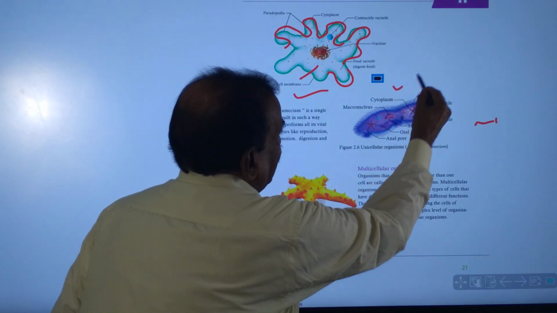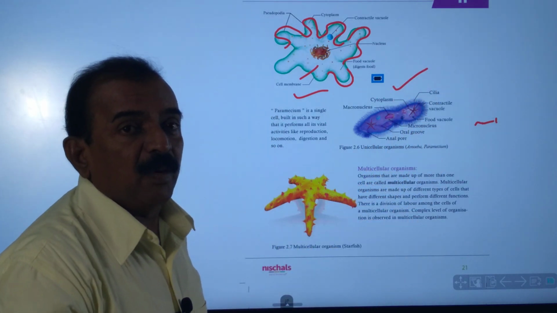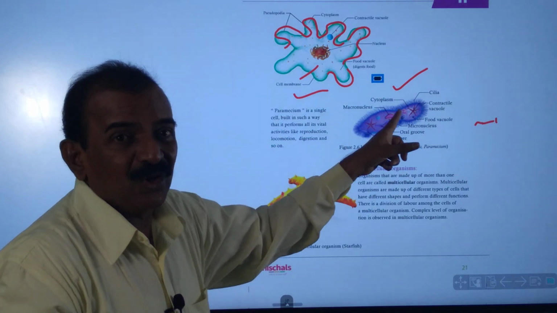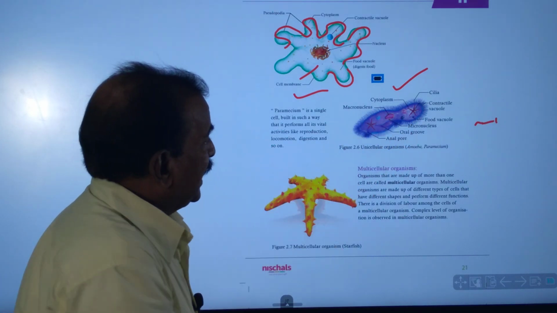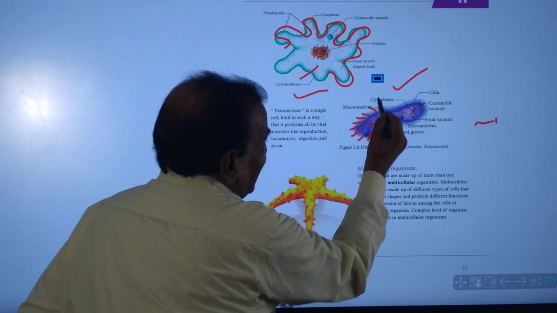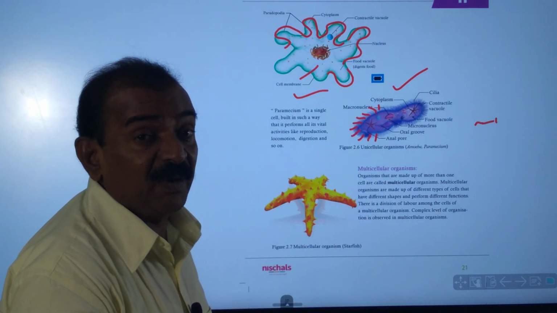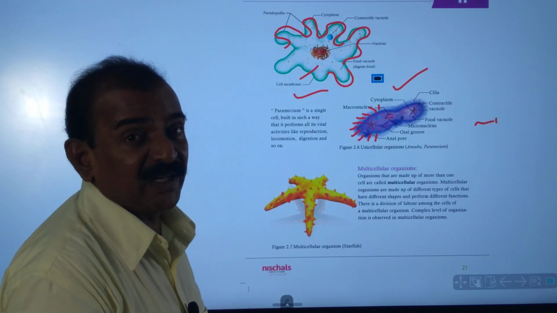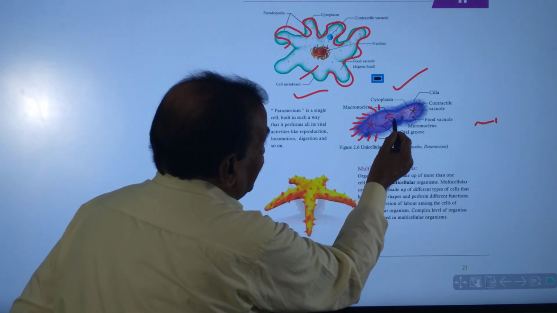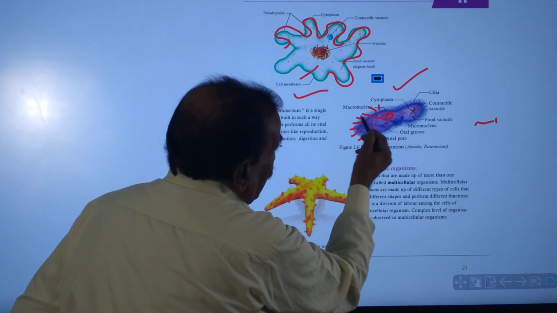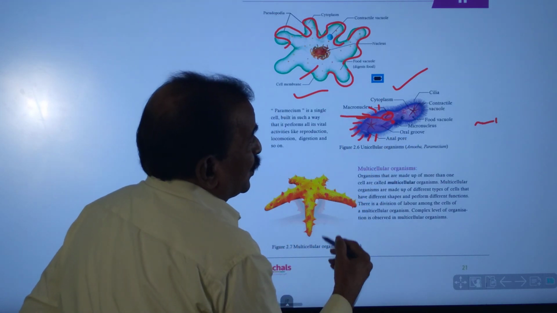And this is another organism. It also belongs to phylum Protozoa. This is called paramecium. It has a shoe-like shape, the slipper animalcule, and it has many cilia. All these are cilia, and they are useful for movement in water. It is also a water animal. It lives in water, and here you can see the presence of a macronucleus and also a micronucleus. The large one is the macronucleus and the small one is the micronucleus.